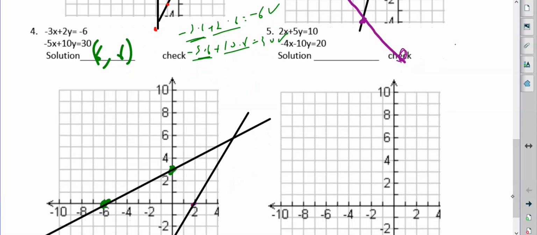Last but not least, cover up the x. Y is 2. Cover up the y. Divide by 2. X is 5. Which again, unfortunately, is going to be slightly right off. Right about there.